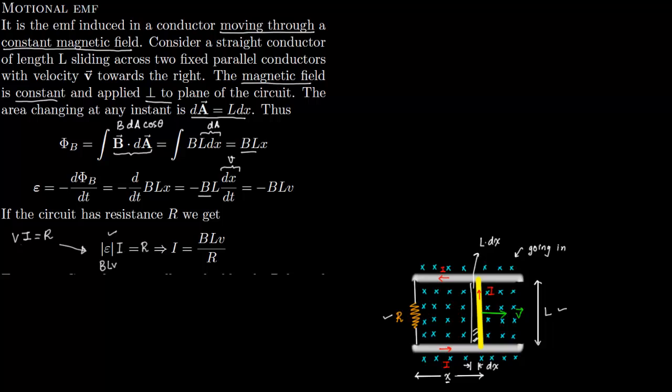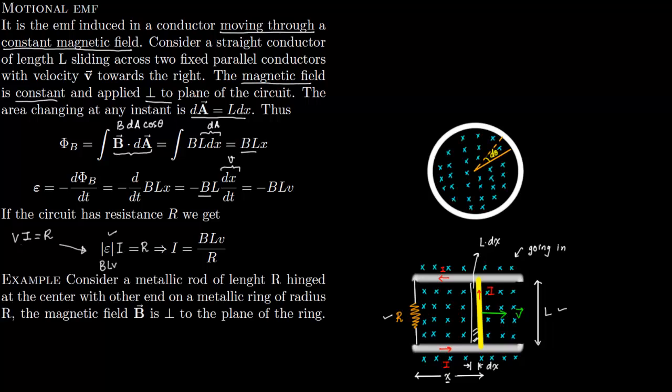Now we consider another example. Say there is a metallic rod of length R. One end is at the center, the other end is at a circle. And the magnetic field B is again perpendicular to both this metallic ring and this metallic rod. Again the cross sign means that the magnetic field is going into the screen.